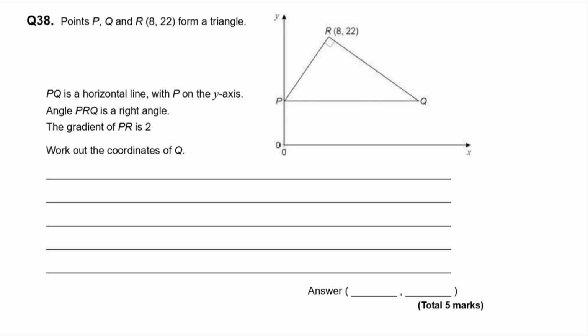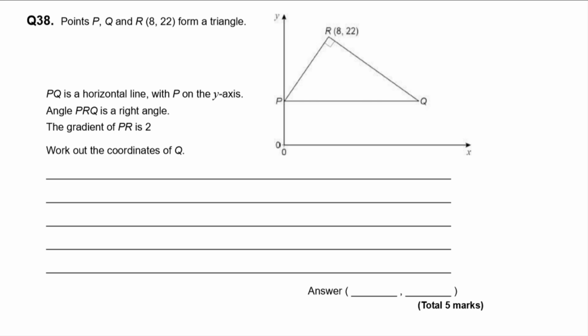Question 38. Points P, Q and R, where we've been given R, it's 8, 22, form a triangle. PQ is a horizontal line with P on the y-axis. Angle PRQ is a right angle. The gradient of PR is 2. Work out the coordinates of Q.